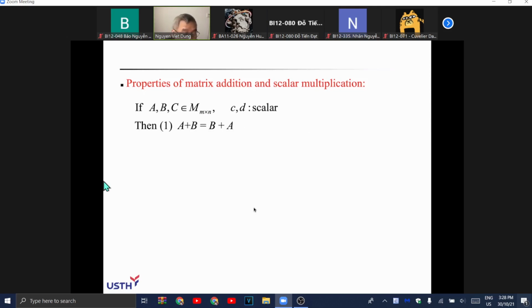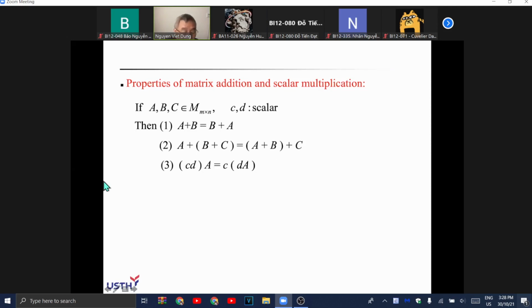The first one: A plus B equals B plus A. I require you to verify it by yourself. A plus B plus C equals A plus B plus C, meaning if we add B and C first and then add to A, it equals adding A and B first and then adding to C. That is named the property of associativity. And the first one is the property of commutativity.